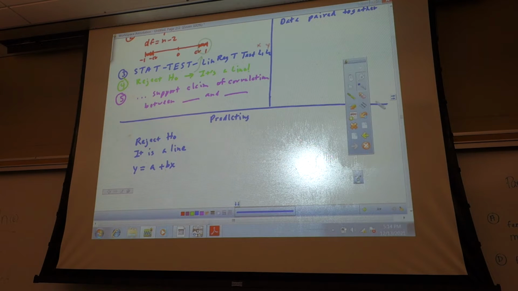On the other hand, if we do not reject H naught, then what? Yes, then for Y we use Y bar. Then it is not a line. Not reject H naught, it's not a line. So then we use a sample mean to predict Y, and if we want to predict X, we use the sample mean of X.